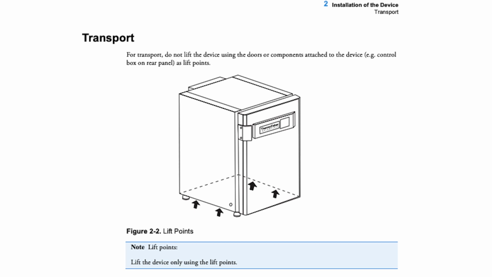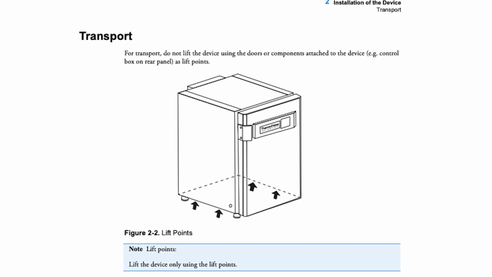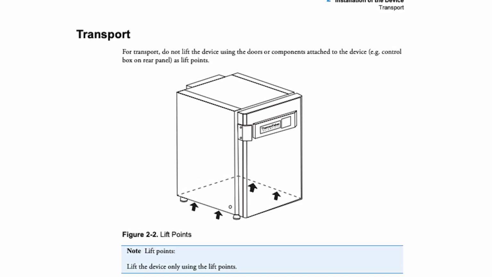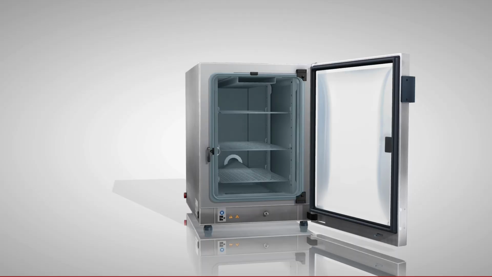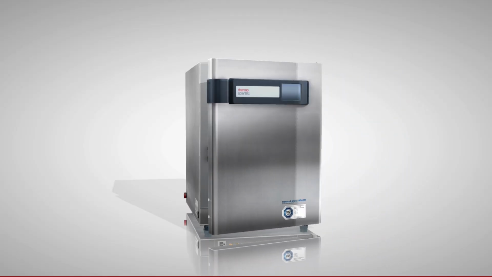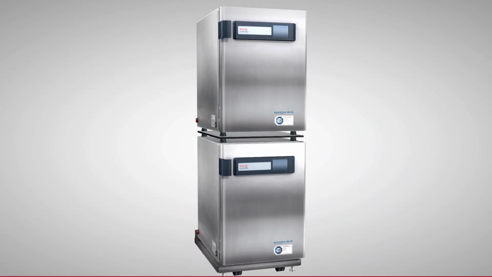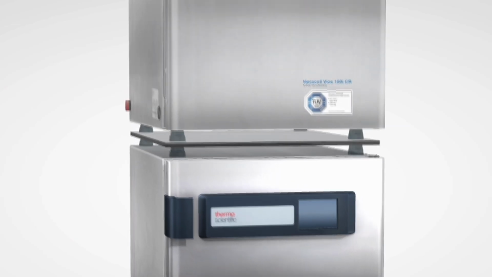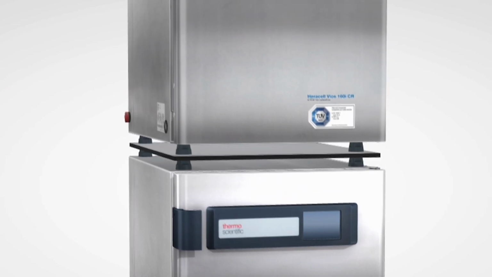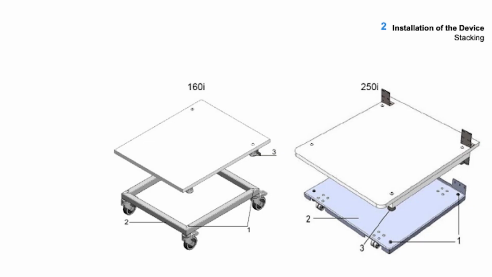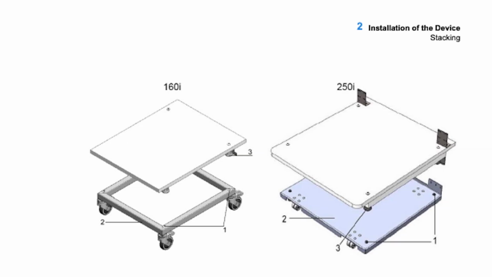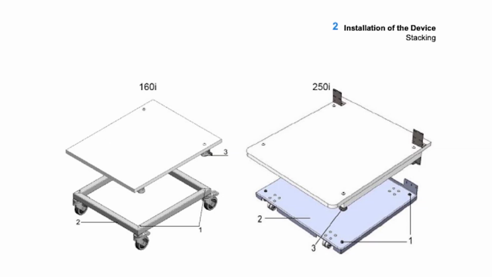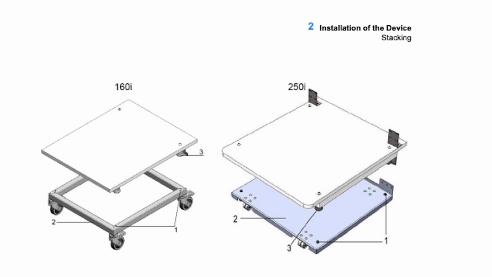When transporting your incubator, do not lift the device using the doors or components attached to the device as lift points. Two of the same type of Heracell VIOS 160i or 250i CO2 incubators can be stacked. This can be accomplished by placing an optional stacking adapter between the two units. A mobile base rack can also be used for units that need to be movable. The rollers of the base rack are fitted with a locking brake.